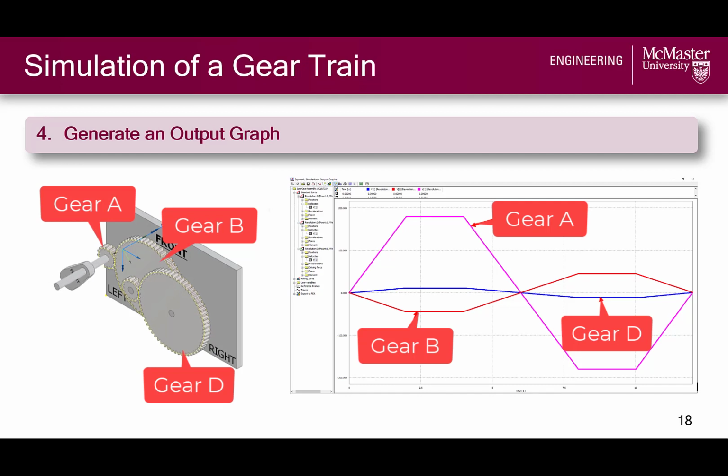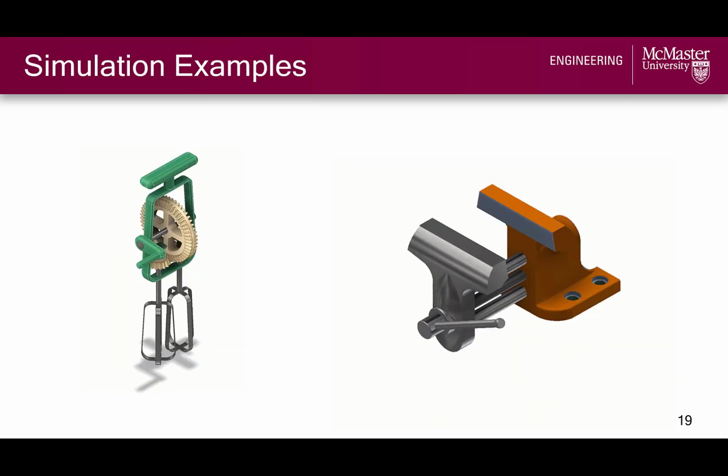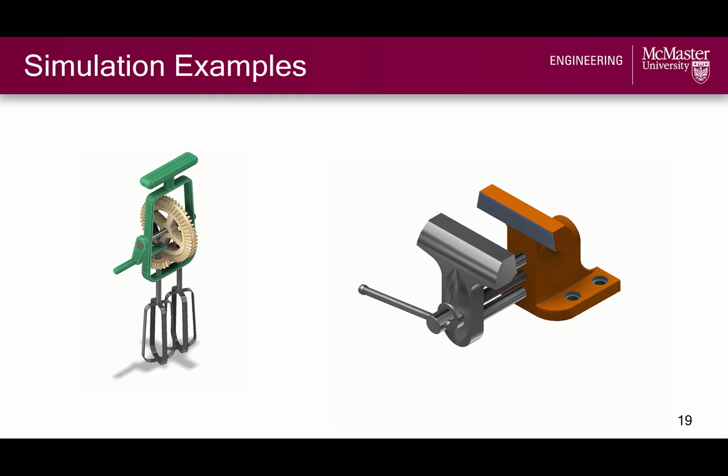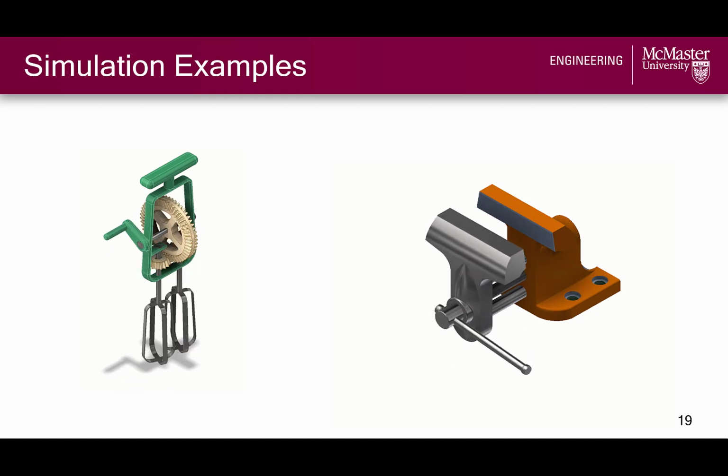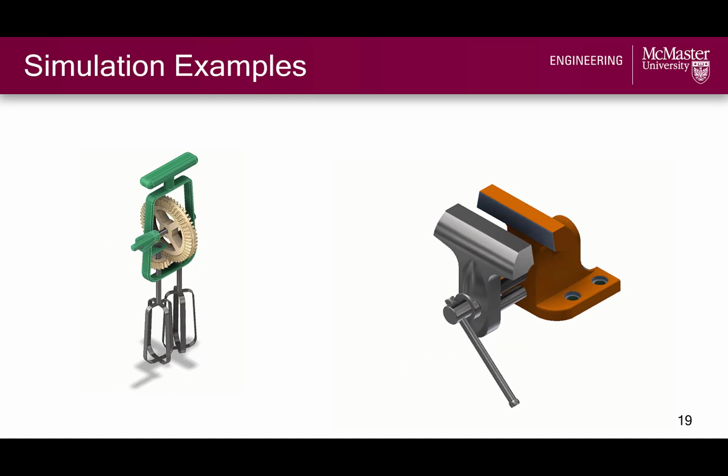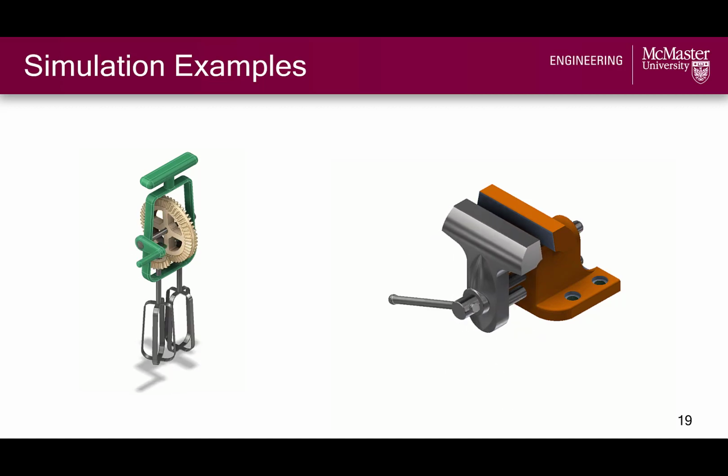The joints also allow us to graph the velocities of the intermediate and output gears in our gearing train, which enables design verification of our output speed. In this case, we can see that the speed of gear D is greatly reduced. Here's another dynamic simulation of a gear train in a hand mixer, and yet another example of a vise, both modeled and simulated in Autodesk Inventor.